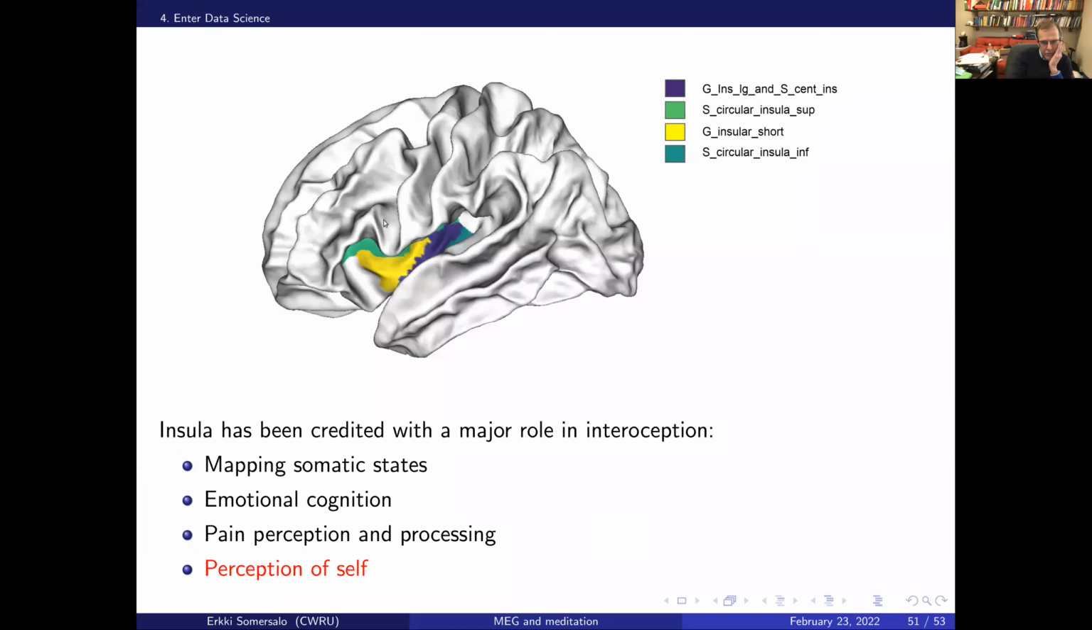Another region that was interesting was the insula. And there's lots of discussion about the role of insula in what is known as interoception, which is the perception of self. So it's related to the mapping of somatic states, emotional cognition, and this was great, pain perception and processing. Remember the photograph that I showed to you. If you somehow can control your insula, you can control how you feel pain. And so clearly the fact that we see that the insula is involved in this brain activity is pointing towards meditation being able to control pain. And this perception of self and interoception is really also in line with what is written about meditation.